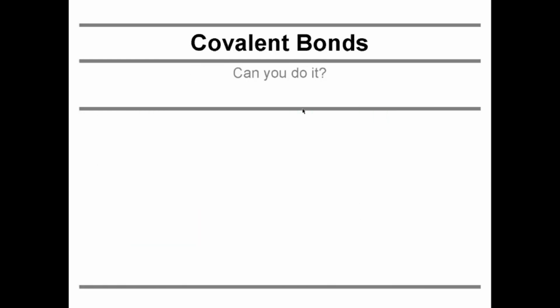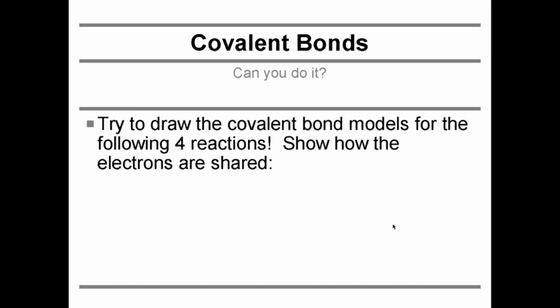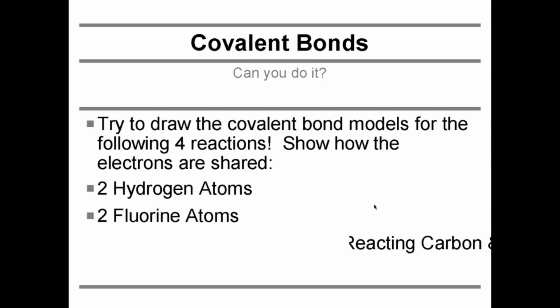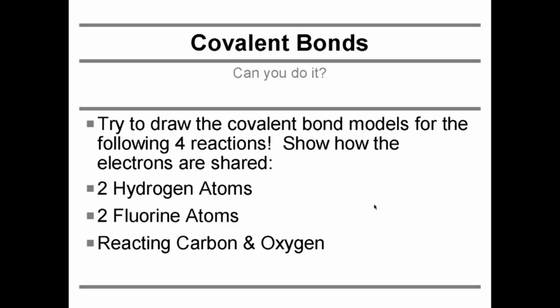So, another one. Can you do it? Try to draw the covalent bond models for the following 4 reactions and show how these electrons are shared. Remember, we did it with water, and we showed it to you on that chlorine gas molecule. So let's do 2 hydrogen atoms, 2 fluorine atoms, reacting carbon and oxygen, and reacting carbon and fluorine.